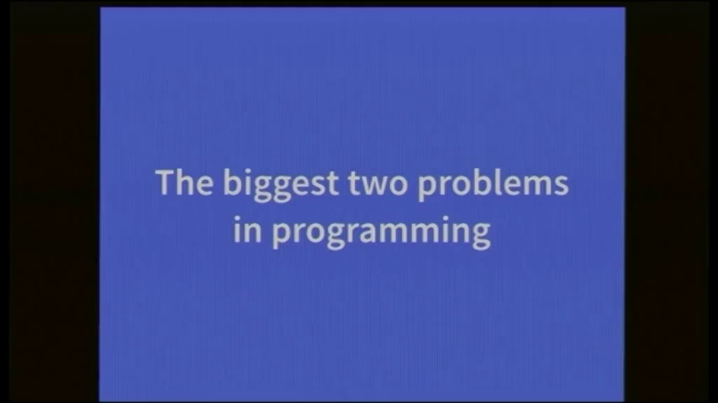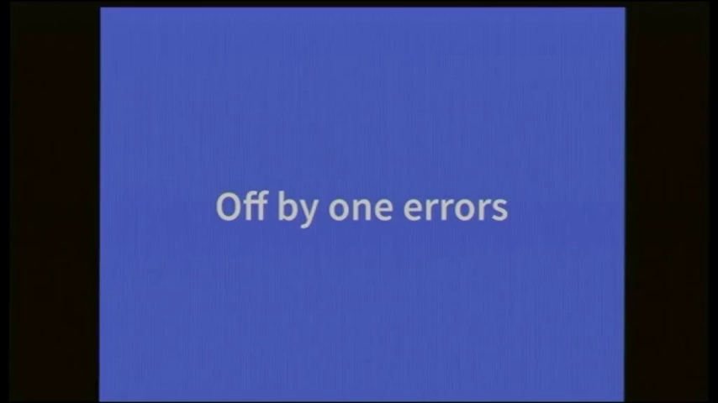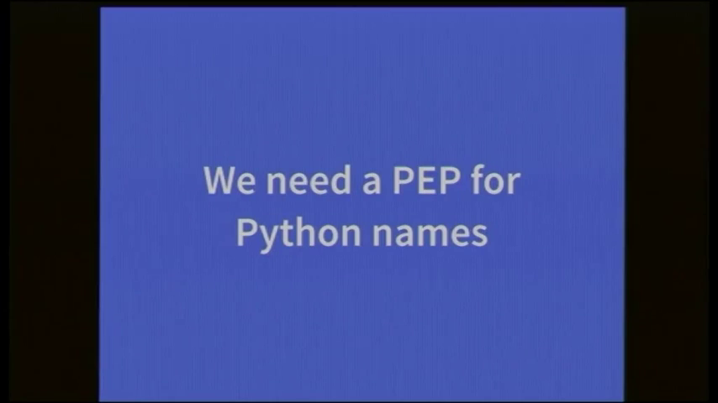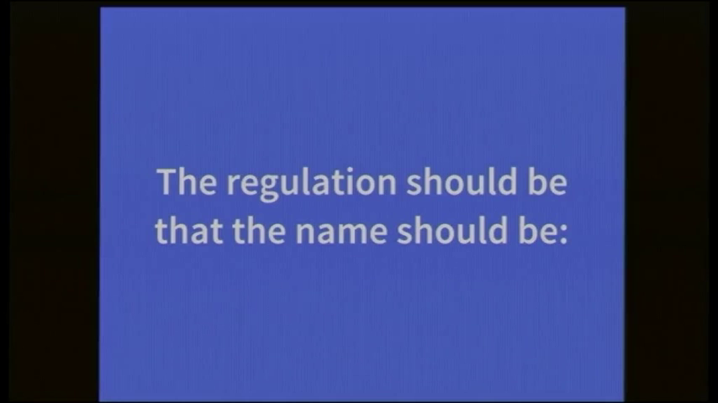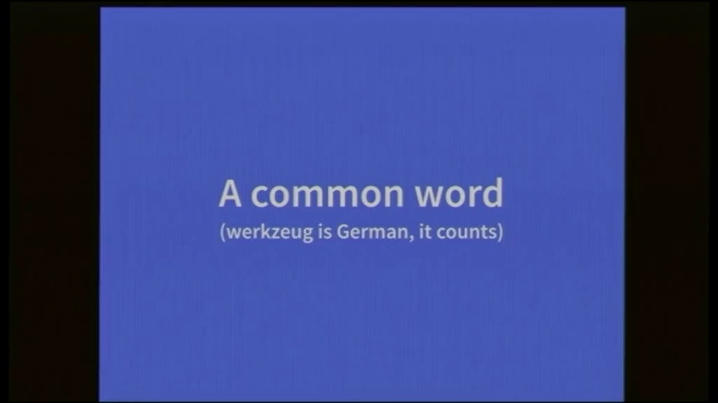So, I'm going to be tackling one of the two biggest problems in programming. There's cache invalidation, naming, and off by 1 errors. We need a PEP for Python naming. The regulation should be that the name should be a common word.